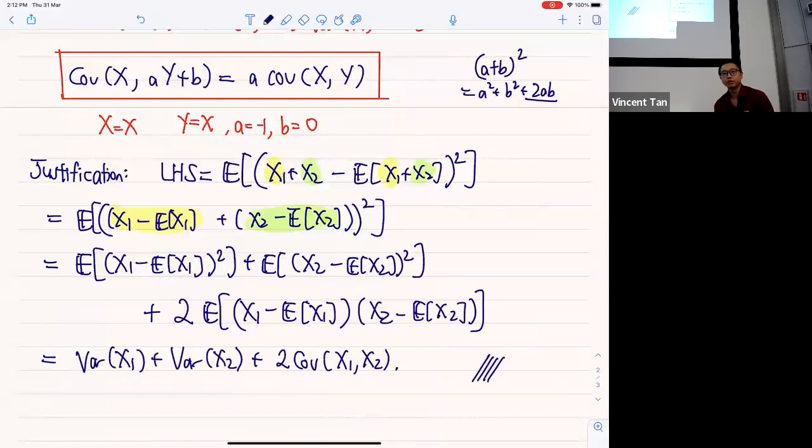Does everyone follow? Where did Oliver disappear to? Anyone? Does everyone understand this?